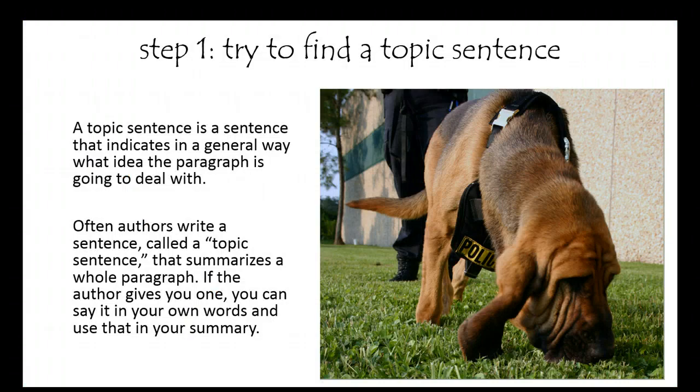Number 1, sniff around and try to find a topic sentence. As we know, a topic sentence is a sentence that indicates in a general way what idea the paragraph is going to deal with. Often, authors write a topic sentence that summarizes the whole paragraph. If the author gives one, you can pull it out, say it in your own words, and use that in your summary.